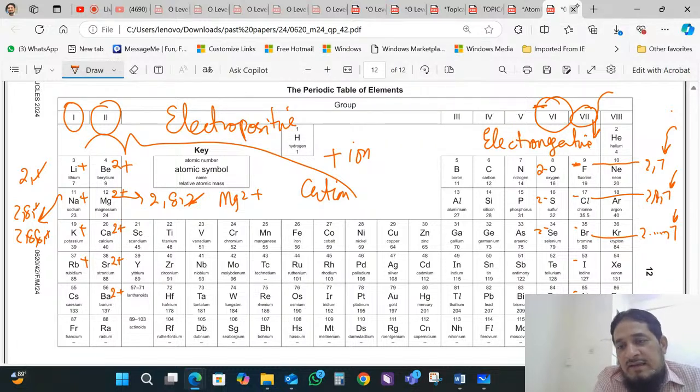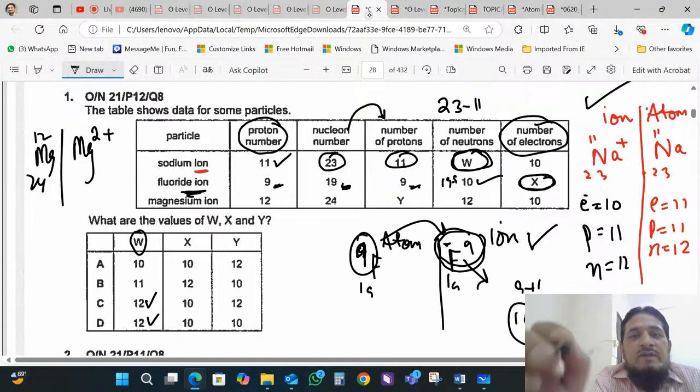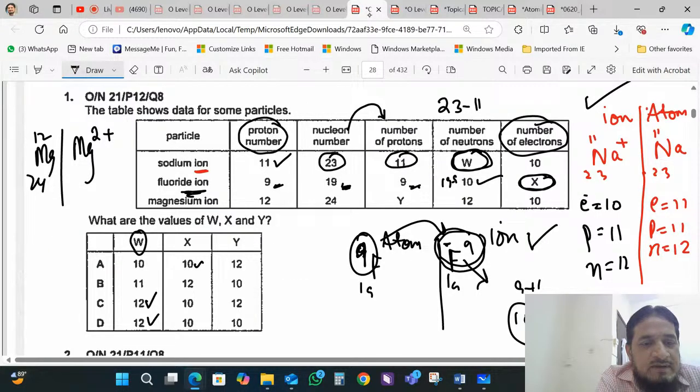So 9 plus 1 means this will have 10. After gaining 1 electron it will have 10. So X will be 10, but this can't be the answer. This is 10, this is 10. So the answer will be C or D.